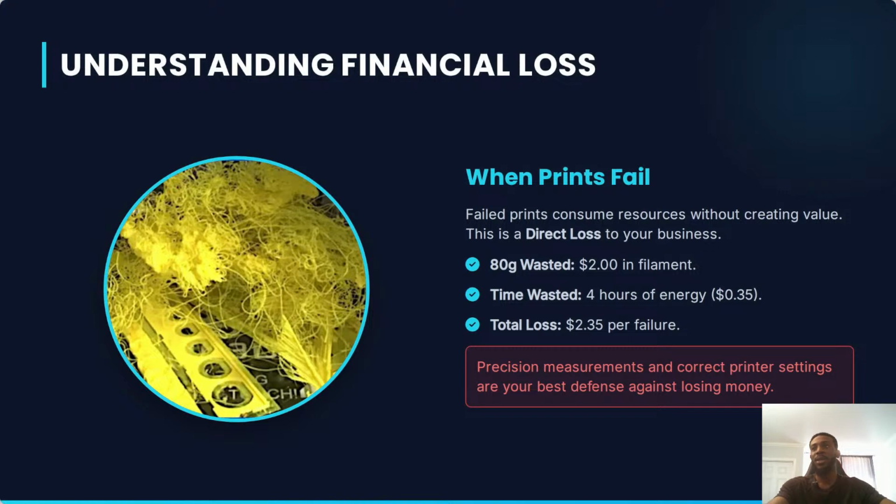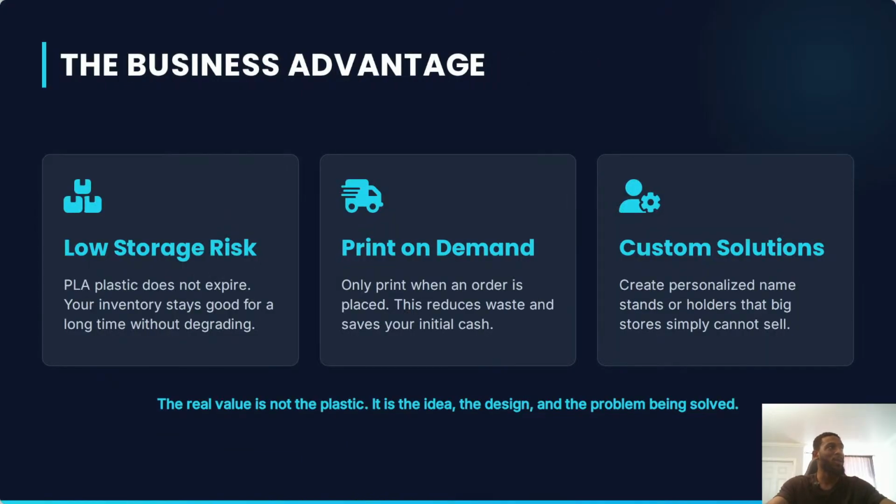If you keep making such mistakes, you will keep losing money. That's why you have to ensure that your print does not fail. And how do you ensure that your print does not fail? You ensure it by making sure that all dimensions are accurate and correct. Very important.